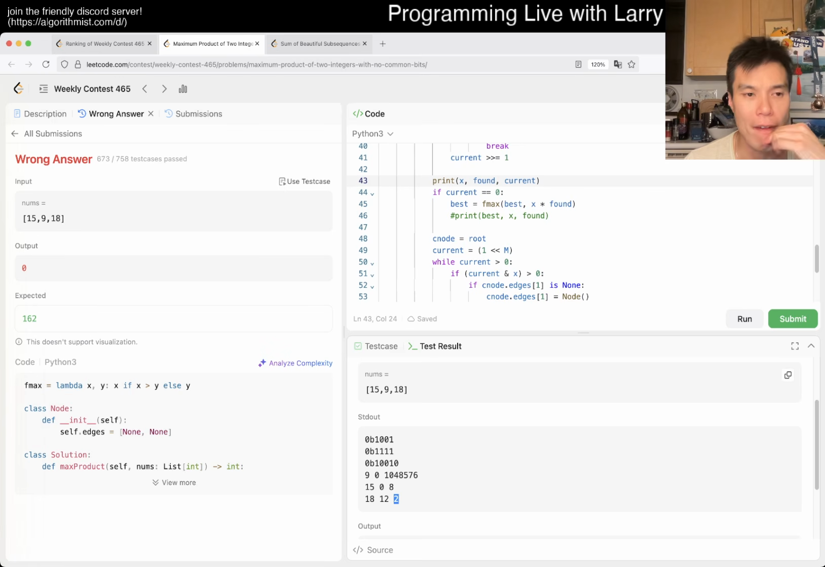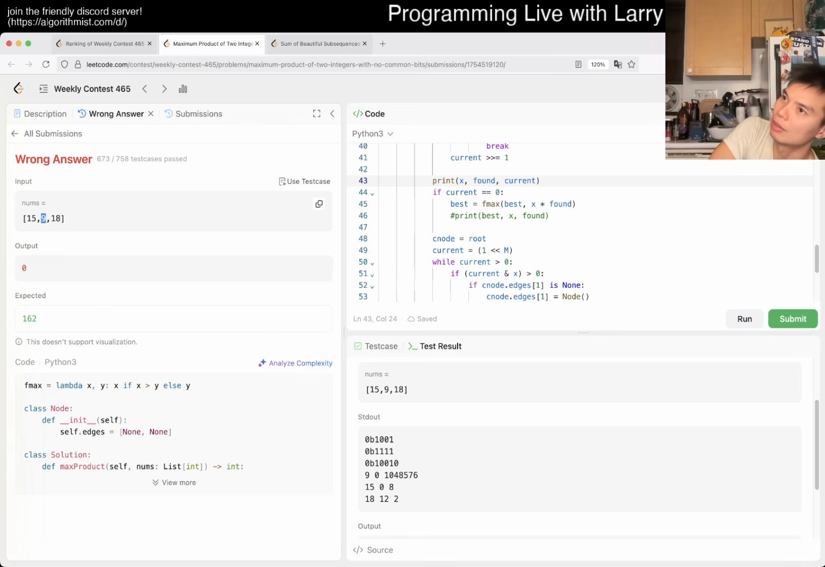Is my greedy wrong? It tries to do... Maybe my greedy is wrong, actually, because it tries to go down the 15 path or something, but the 15 does intersect where the 9 doesn't. Right? Let's try to figure out whether. I see. Maybe my greedy's wrong. Then what? Okay. Then maybe I'm just being dumb in general.